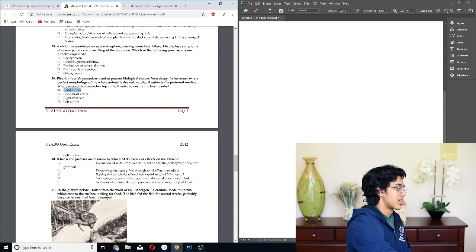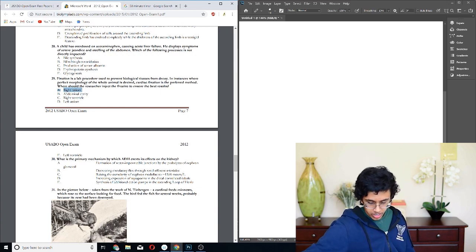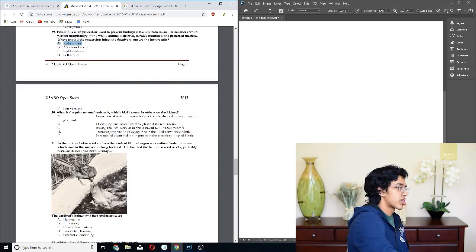Okay, so I'm pretty sure it's right atrium because they have the thickest wall and it's the biggest section. I'm pretty sure, I'm not sure, but A should make sense. Okay. 29A. 30. What are the primary mechanism?